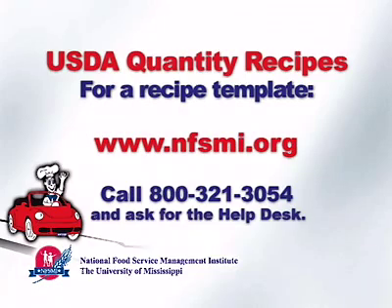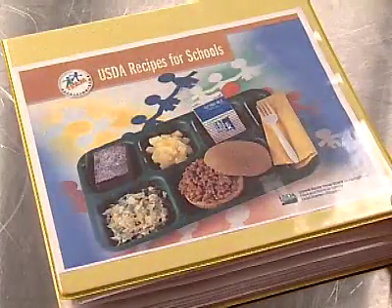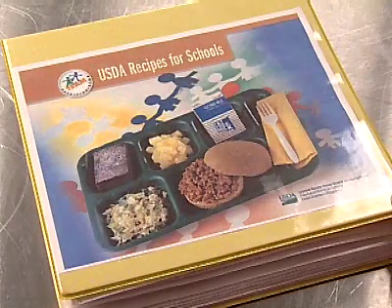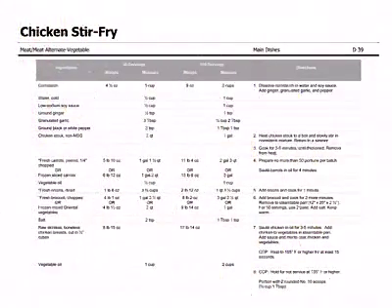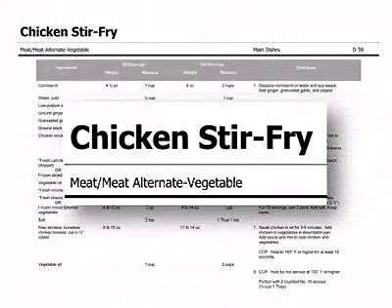You can also call NFSMI toll-free or visit the nfsmi.org website to download a matching template to develop your own local recipe. Let's look at the parts of a USDA school recipe. The title is Chicken Stir Fry, and directly under the title are the food components contributing credit toward the reimbursable meal, meat alternate, and vegetable.